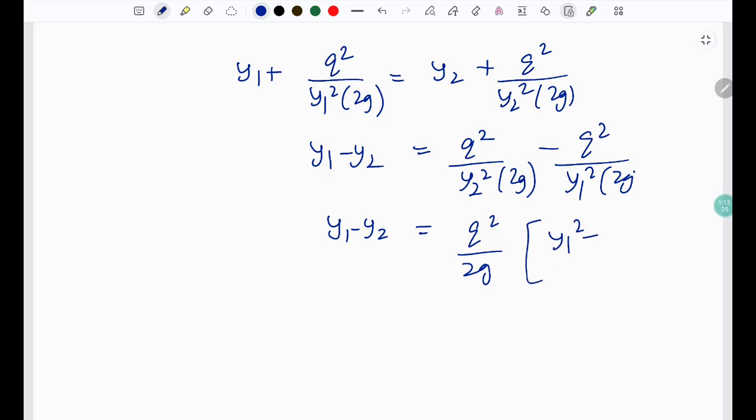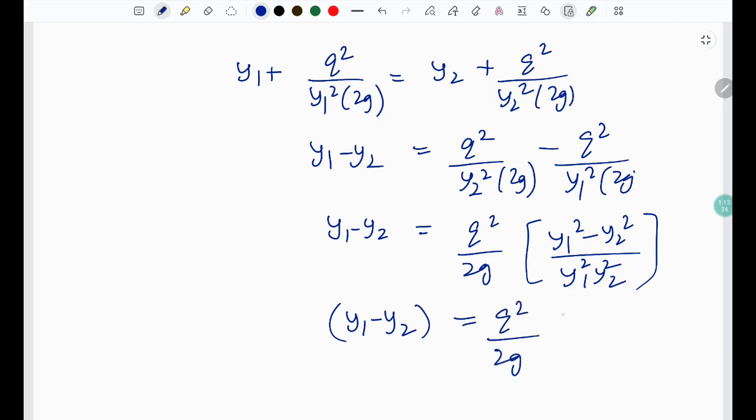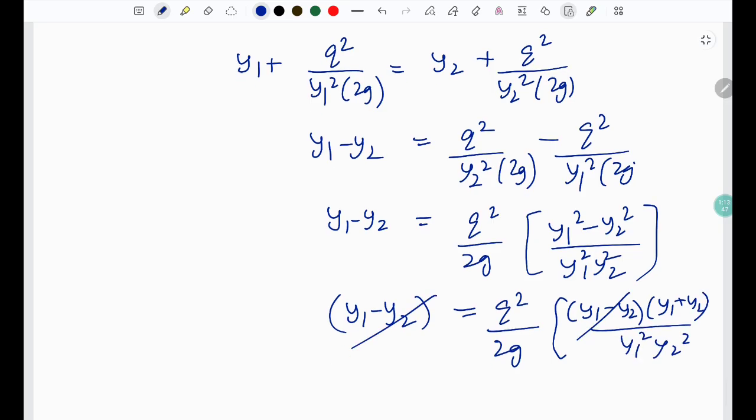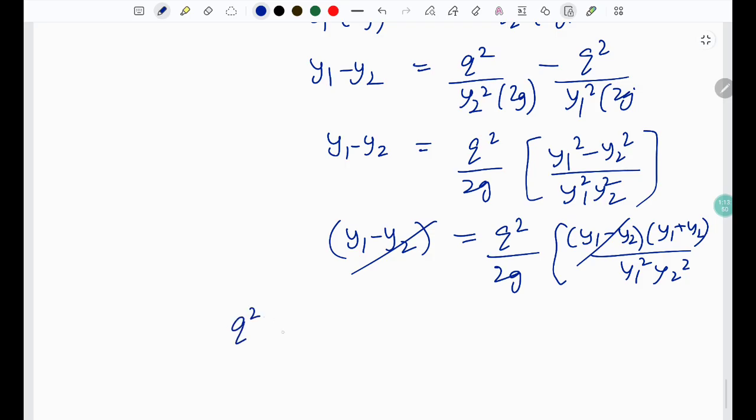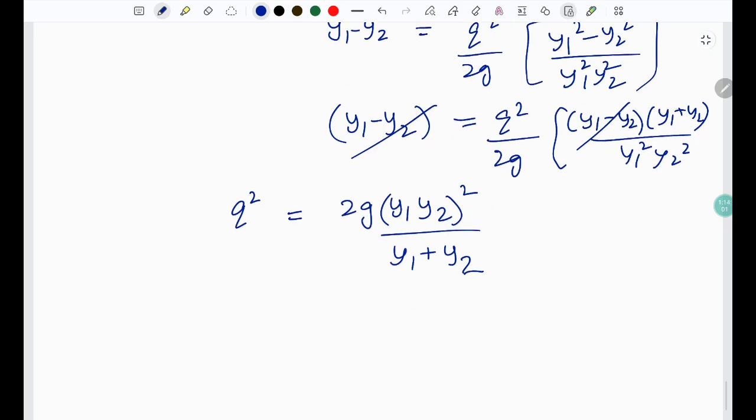We'll have Y1 square minus Y2 square by Y1 Y2 square. Y1 minus Y2, we can write A square minus B square as Y1 minus Y2 times Y1 plus Y2, over Y1 square Y2 square. This will get eliminated. So eventually we'll have Q square equals 2G Y1 Y2 whole square over Y1 plus Y2, which is required, or we can use this formula directly to save our time.